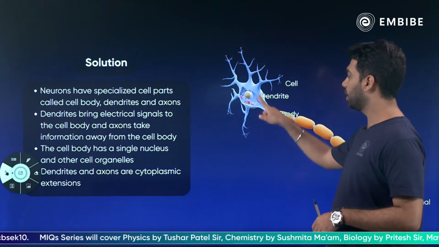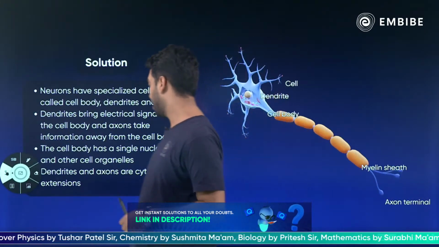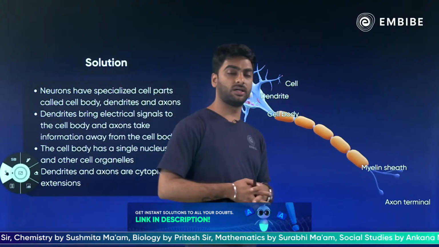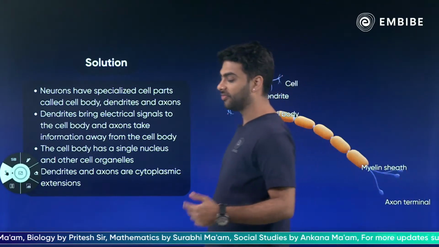And the cell body only houses the nucleus. Dendrites and axons are cytoplasmic extensions.